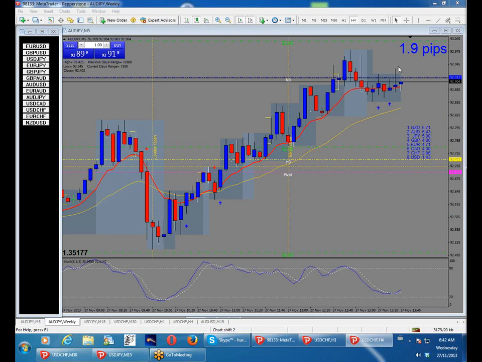So we have an outside bar on the AJ. We'd want to make sure we broke that outside bar mark. Our stochastic is turning up, so that's all good signs.